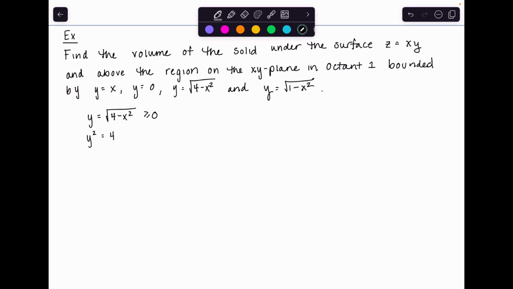Squaring both sides will get rid of the radical, and then adding x squared over gives you a circle of radius 2. And likewise for this other one, because it's written in that square root form, you know your y is greater than or equal to 0. Square both sides and add x squared over to get a circle of radius 1. But it is just the top halves of these circles.